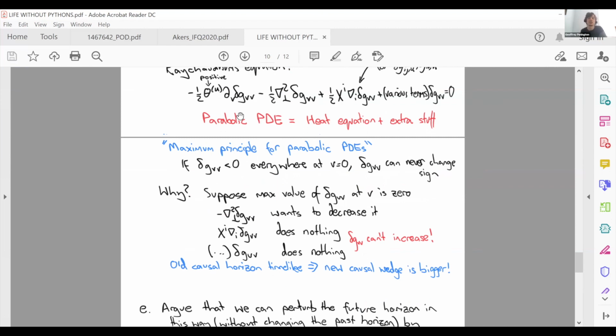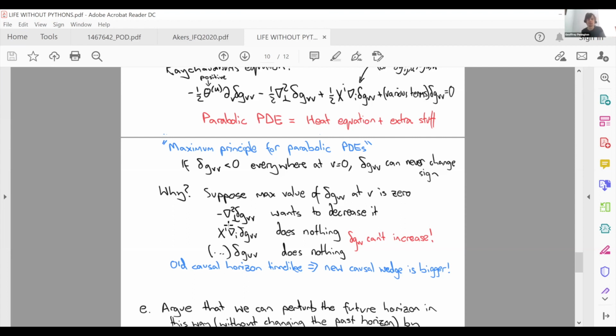Okay, let's look at what these terms would do. We have this Laplacian style term. Because it's a maximum, that Laplacian term will want to decrease delta GVV, like the heat equation, right? It wants to smear it out. It's negative everywhere around it. It's 0 there. It wants to smear it out and flatten things so that it becomes a bit negative at that point as well.